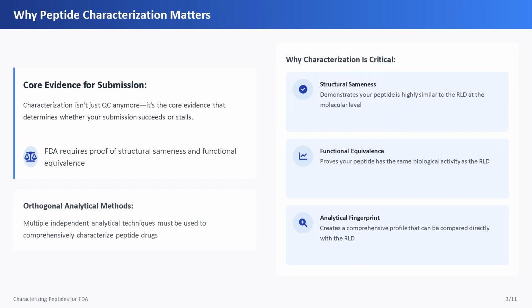The FDA evaluates peptides using a full 360-degree fingerprint approach. That means confirming primary sequence, higher-order structure, impurity and degradant profiles, and isomer content. They also assess aggregation behavior and functional activity. Each of these components tells part of the story. Together, they help the FDA determine whether your peptide behaves like the RLD in every critical aspect.